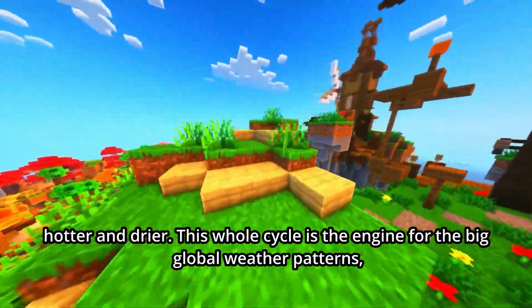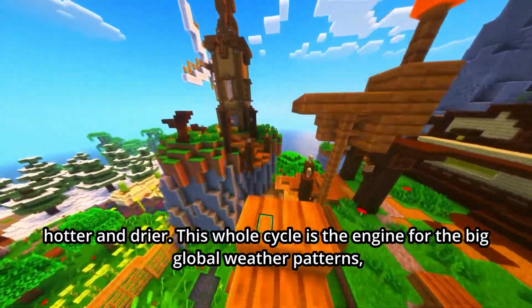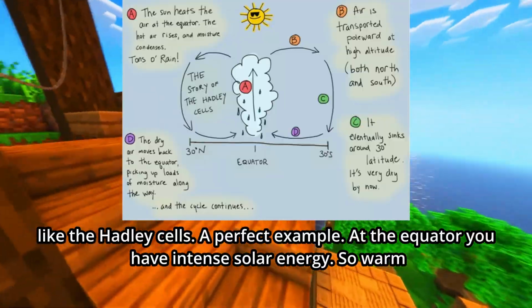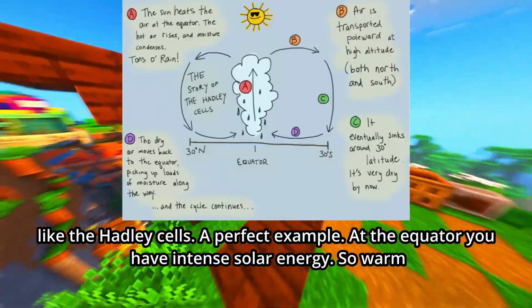This whole cycle is the engine for the big global weather patterns, like the Hadley cells. A perfect example. At the equator, you have intense solar energy.